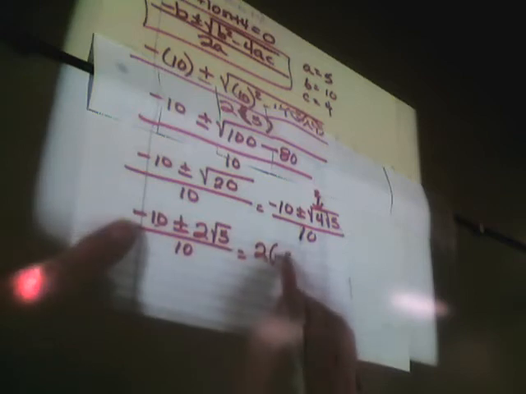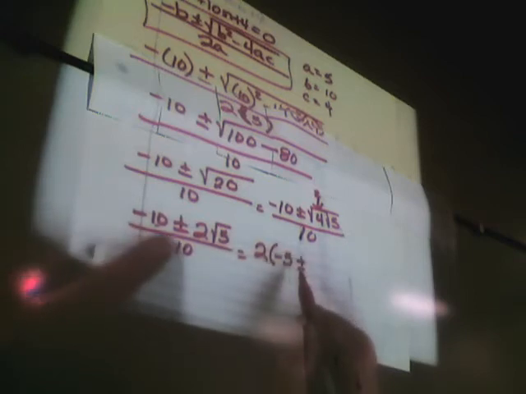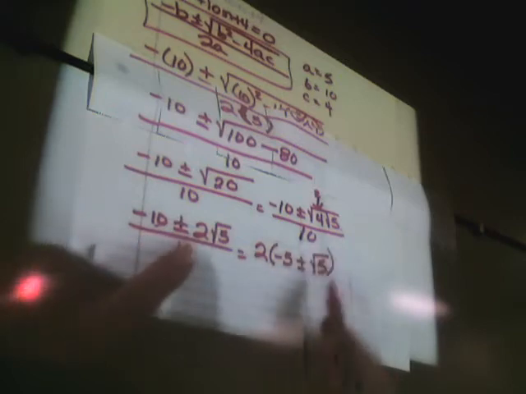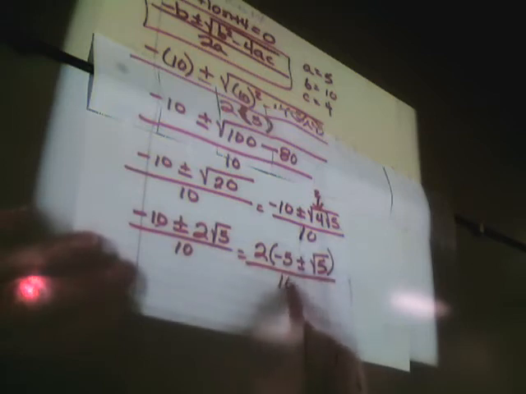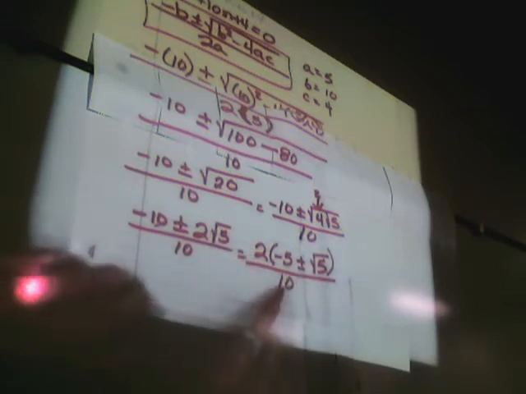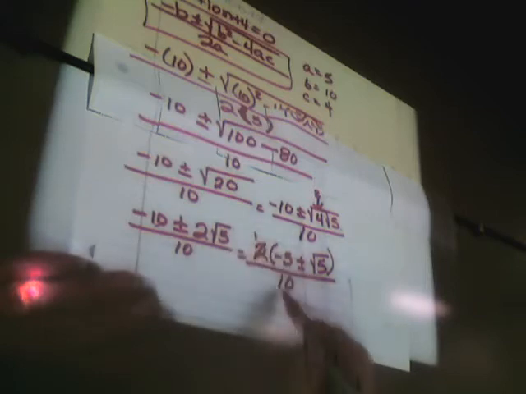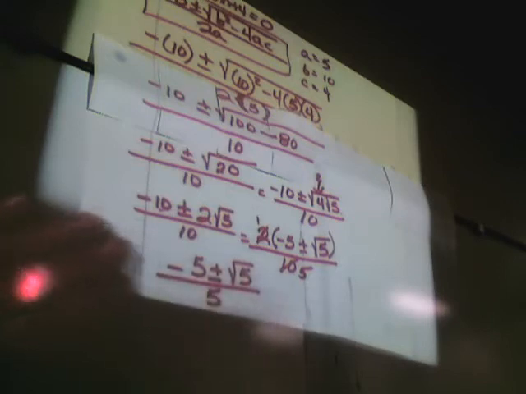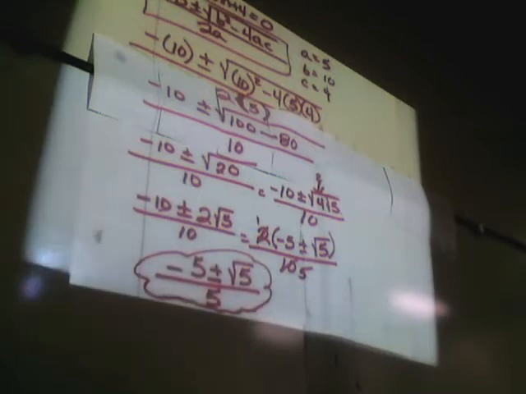We can factor 2 out of the top. Negative 10 will be negative 5. Then you have plus or minus, you factored the 2 out, so you just have square root of 5 over 10. Now the 2 and 10 we can divide by 2. So here's our answer right here: negative 5 plus or minus square root of 5 over 5. And that's as far as you have to go. You don't have to come up with 2 answers if this isn't a whole number.